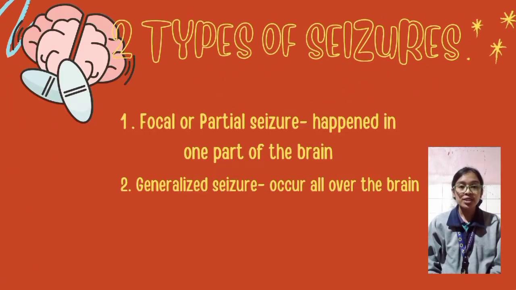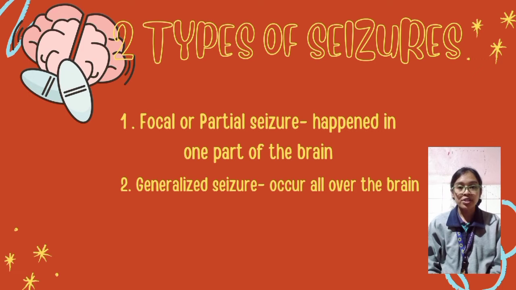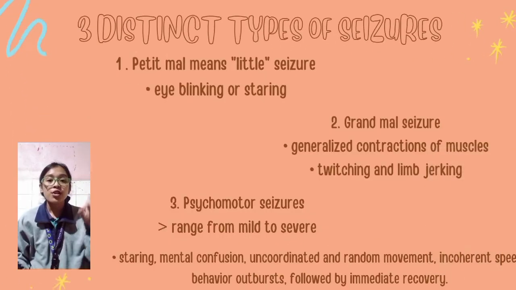There are two types of seizures: focal or partial seizure and generalized seizure. Focal or partial seizures happen in just one part of the brain, while generalized seizures seem to occur all over the brain. Symptoms usually depend on the type of seizure and can include temporary confusion, staring spells, convulsions, and loss of consciousness. There are three distinct types of seizures, namely petit mal, grand mal seizures, and psychomotor seizures.